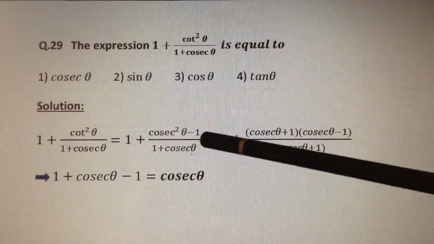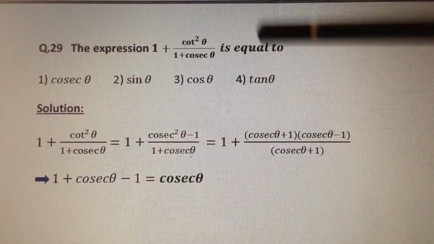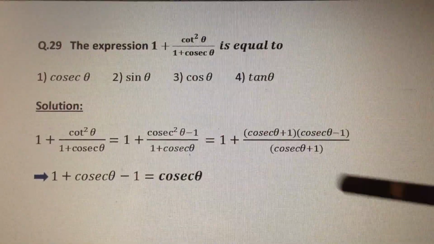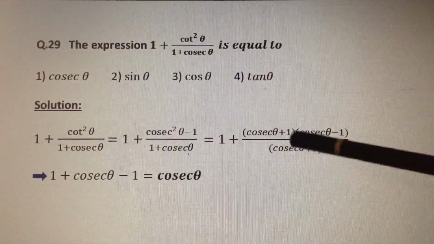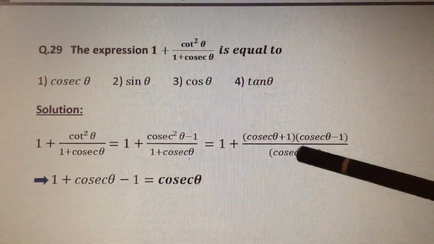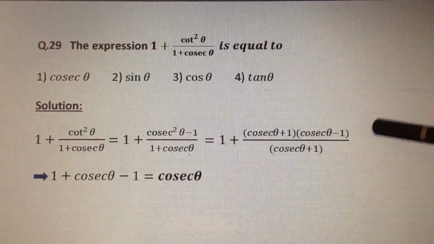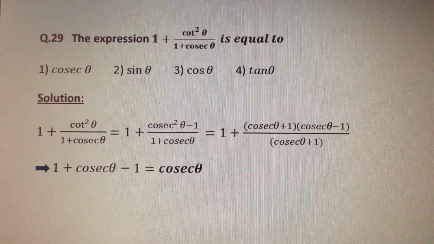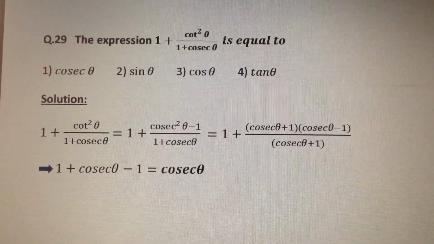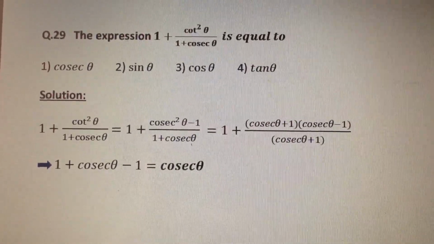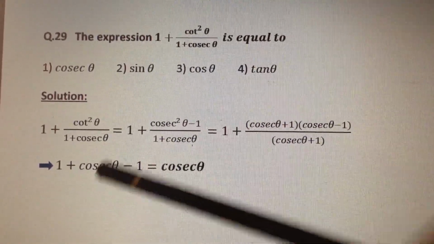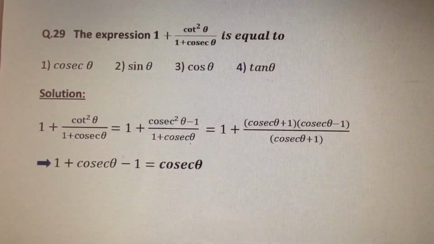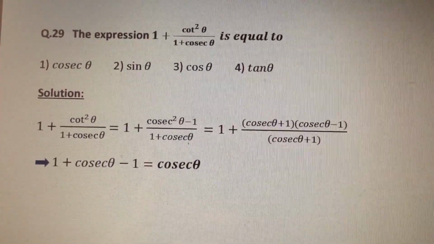Cosecant square theta minus 1 can be written as cosecant theta plus 1 into cosecant theta minus 1. Therefore, our equation is equal to 1 plus cosecant theta plus 1 into cosecant theta minus 1 divided by cosecant theta plus 1. These two get cancelled, and our equation is equal to 1 plus cosecant theta minus 1, which is equal to cosecant theta, and our answer is option number 1.